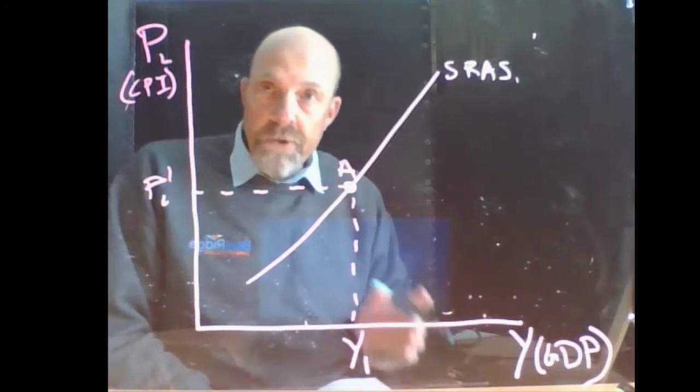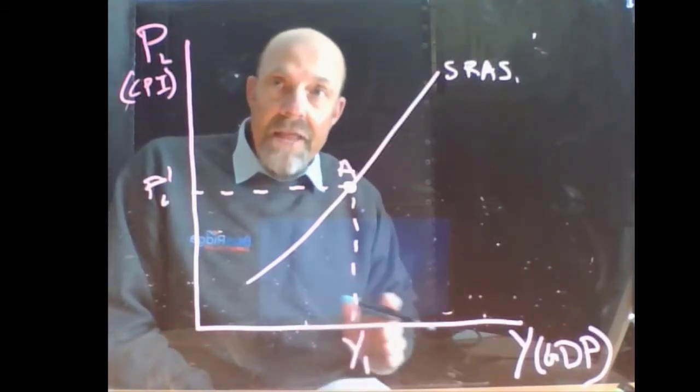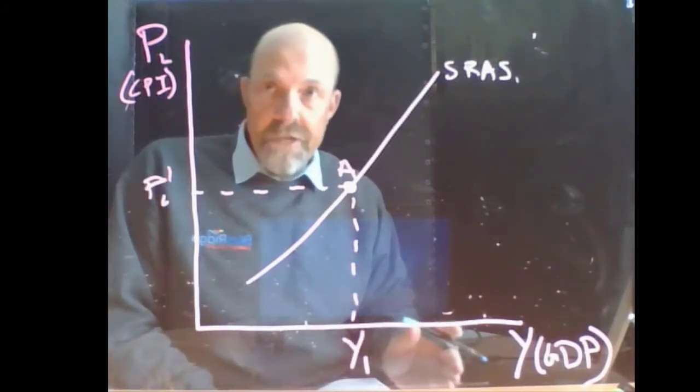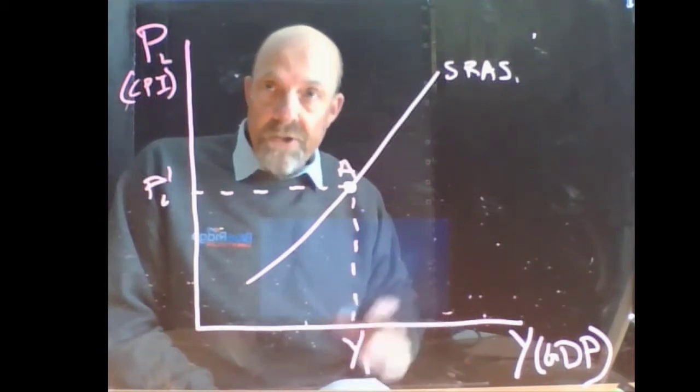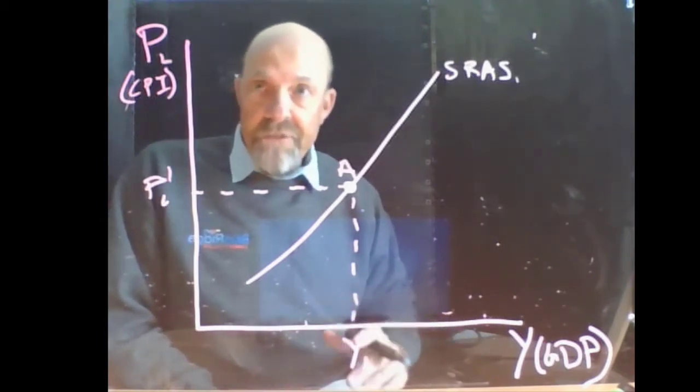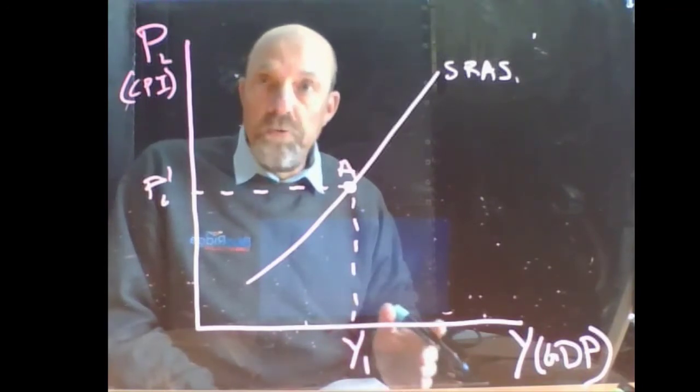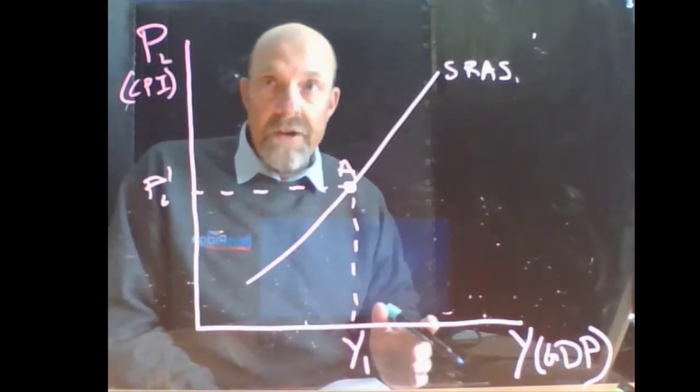The short-run aggregate supply curve shows the relationship between the price level in the economy and the level of production as measured by GDP. And remember, if the price level changes, so if we experience inflation or deflation, we represent that as movement along the short-run aggregate supply curve.